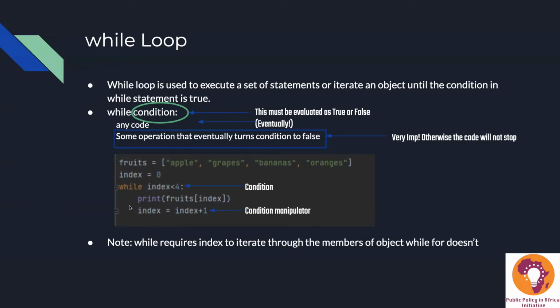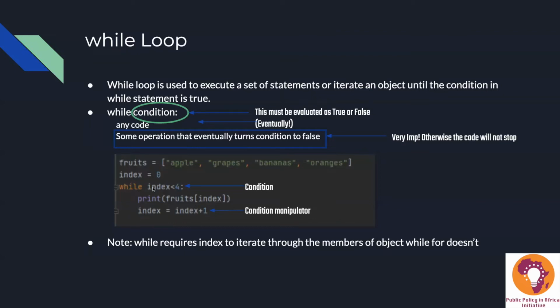Now index has the value 2. 2 is still less than 4, so we enter our loop. We have fruits at index 2, using our bracket notation and indexing our list. Then we get bananas back. We increment index once more, come back up here, and evaluate our condition again. The condition still evaluates to true because index is now 3. So we get fruits at index 3, which will output oranges. Then we increment index again.